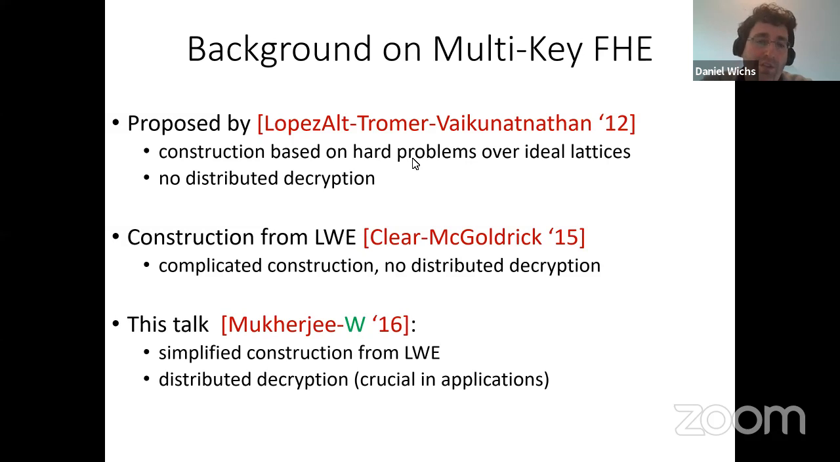So later, there was a construction given by Clear and McGoldrick from the basic LWE problem, and they had a really nice idea. They really showed how to do this. But it was a somewhat complicated construction. It took us a long time to understand what it's doing, and they didn't talk about this distributed decryption procedure, which I should mention is actually crucial for a lot of applications. And so in a paper with Pratyay, we simplified this construction of Clear and McGoldrick. We gave a framework for how to understand it. And we showed that actually it's pretty easy to add this distributed decryption to this construction.